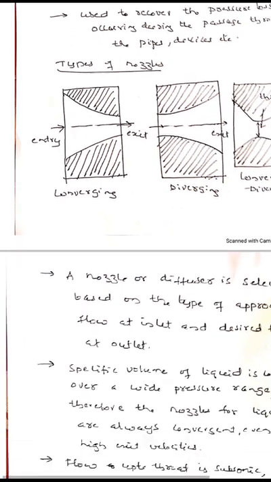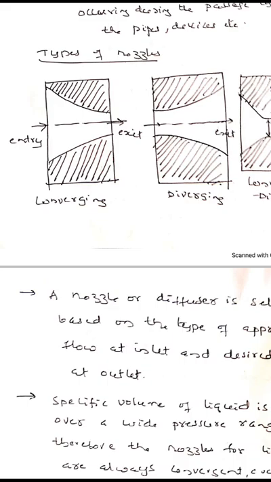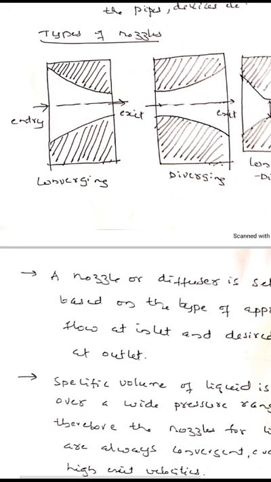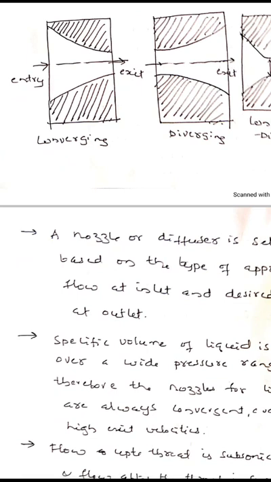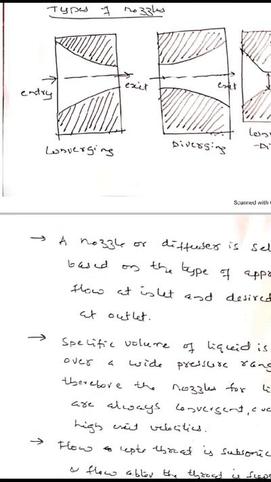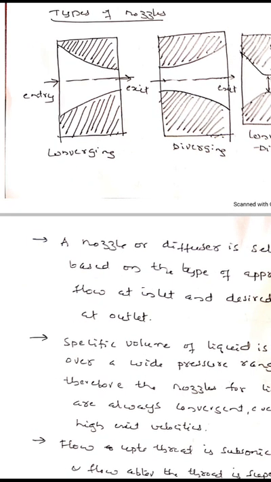Applications of nozzles are steam turbines, water turbines, and gas turbines. Nozzles are also used in flow measurement devices. They are used in jet engines and rocket motors to produce thrust. They are also used in artificial fountains.